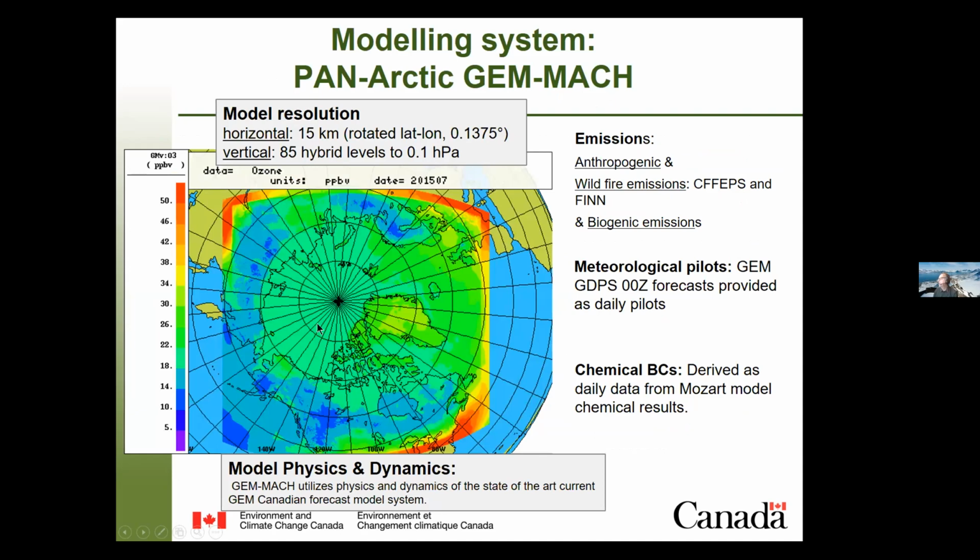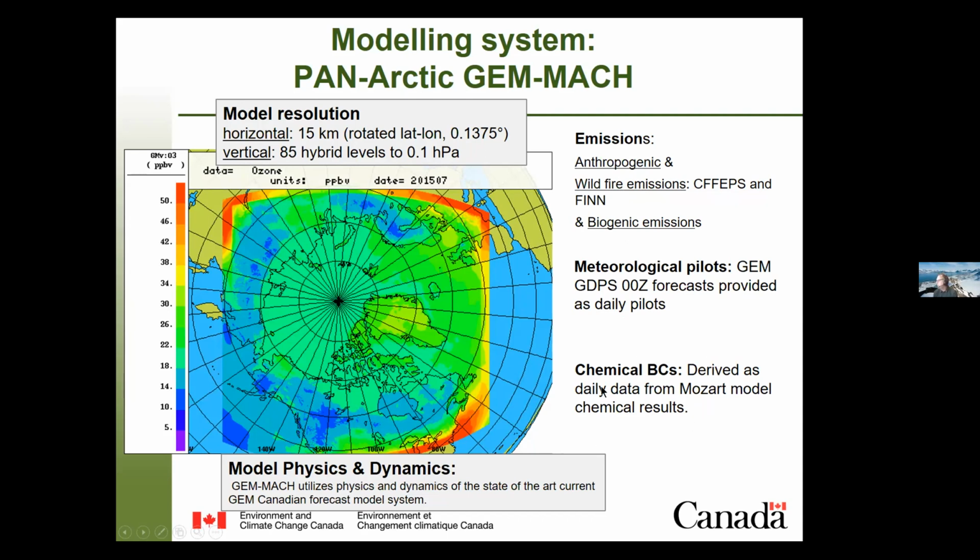So this is the Pan-Arctic domain. I've just shown you here an ozone for the month of July for 2015. It's just to give you an idea of what we're looking at and where the boundaries are. This is the GEM-MAC system. So that's basically a chemistry model being driven by pilots provided by the GDPS. In other words, the GEM, that's the Canadian forecast model, providing daily pilots running with the same dynamics, the same physics as the GEM, and pumped in with a host of emissions from anthropogenic, wildfire, and biogenic sources.